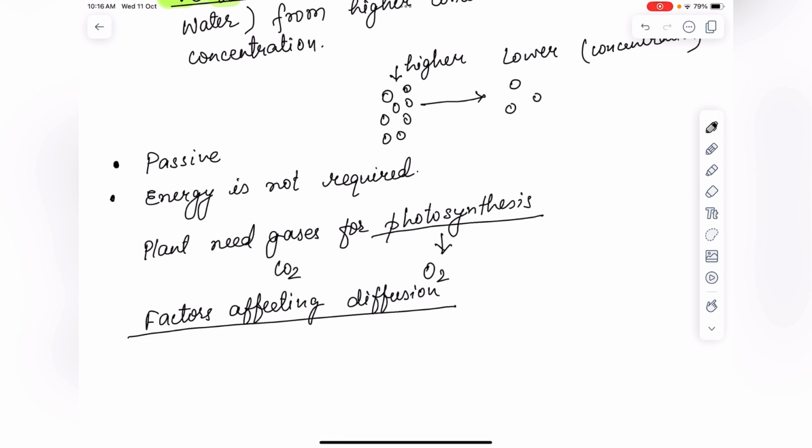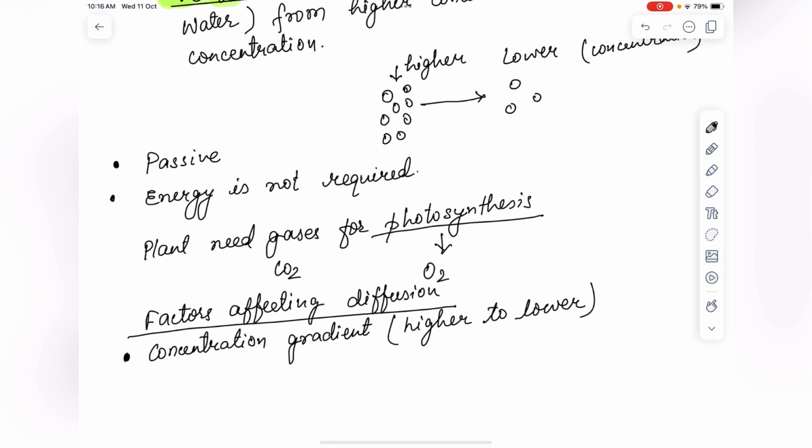The first will be the concentration gradient. Concentration gradient means it will move from higher to lower. Moving from higher to lower means there will be a difference. Where there are differences, it will travel.